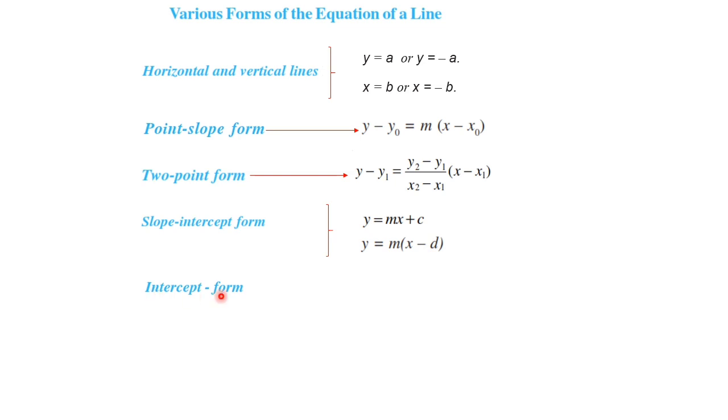Next is intercept form, that is x by a plus y by b is equal to 1. Here only the intercepts, a and b, will be given to us, meaning the line intersects the x and y axes at points a and b. So x by a plus y by b is equal to 1 is the formula. Next, the last one, the normal form, that is x cos omega plus y sin omega is equal to p.